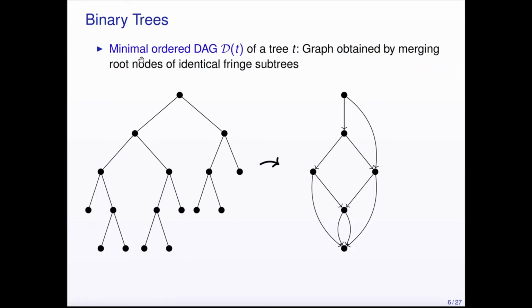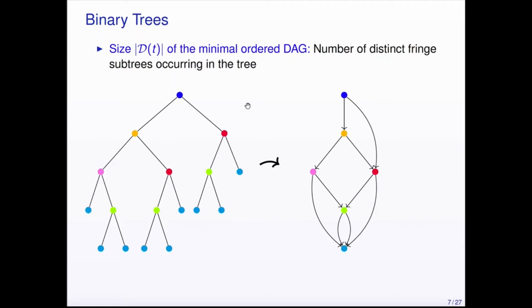And moreover, the minimal ordered DAG of a tree will be denoted by d of t and is the graph obtained by merging root nodes of identical fringe subtrees. So this is the minimal ordered DAG corresponding to this binary tree. And what's important for us is that the size of the ordered minimal DAG equals the number of distinct fringe subtrees occurring in a tree. So here I've highlighted the nodes with the same color, which are merged in the minimal DAG. And we find that the number of colors I've used equals the number of distinct fringe subtrees occurring in a tree, respectively the size of the minimal ordered DAG.